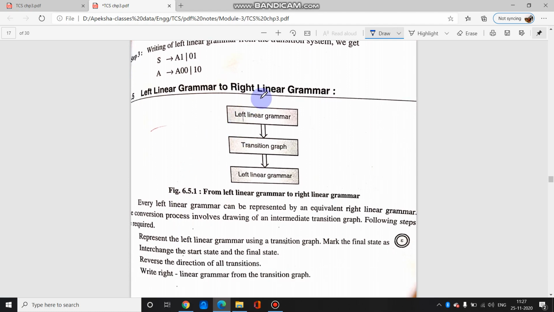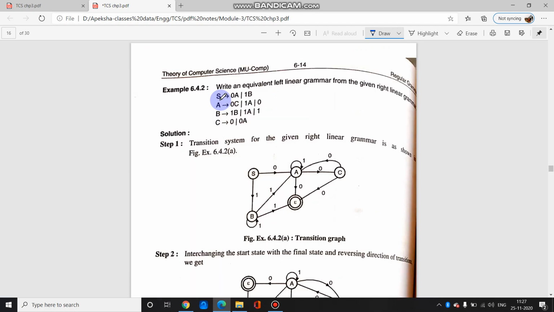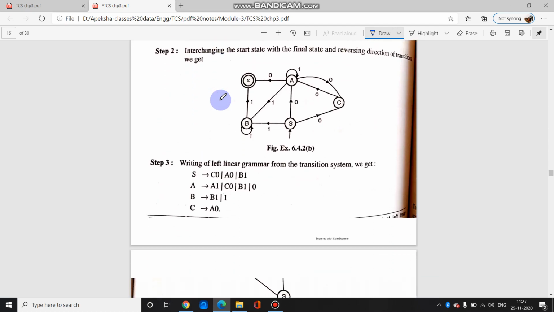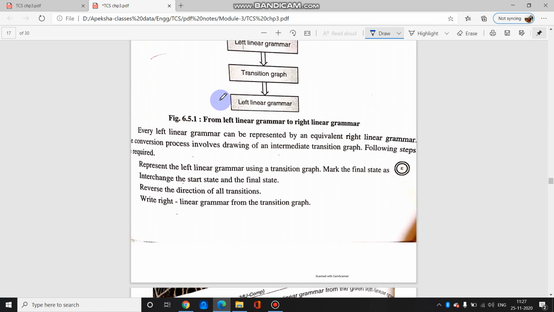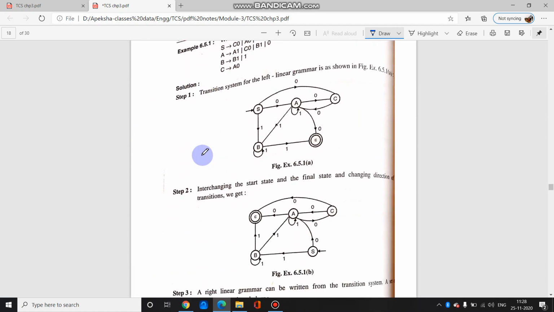The way we converted right linear to left, similarly it is possible to convert it ulta, that is left linear to right linear grammar. Now see, again the steps are same for that. It says represent the left linear grammar using transition graph, mark the state as final, interchange start and final states, reverse the direction, write the right linear grammar. So if you see, the steps are same.